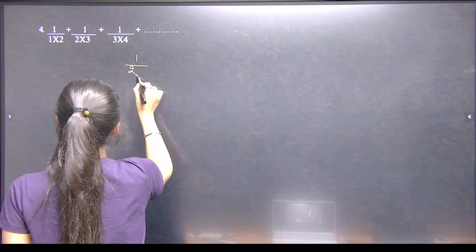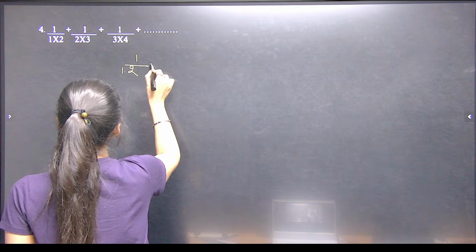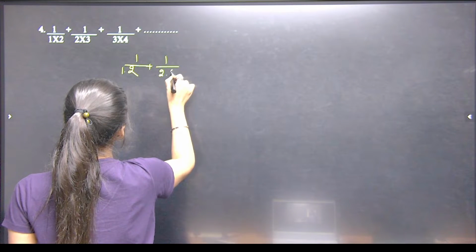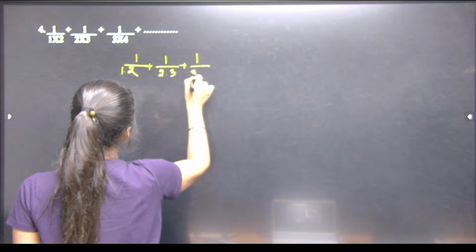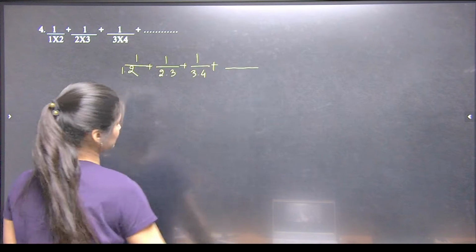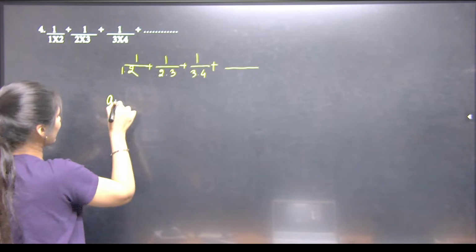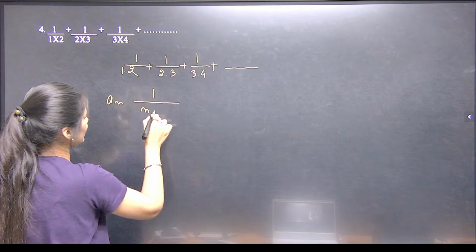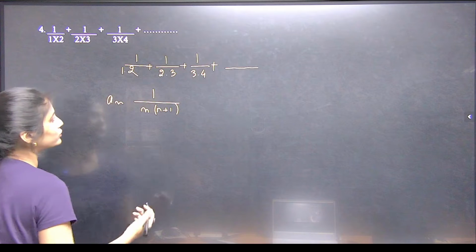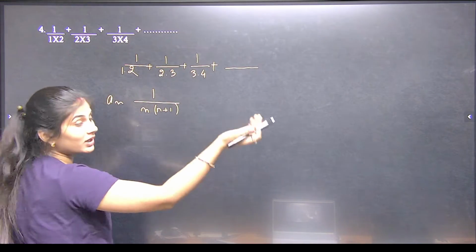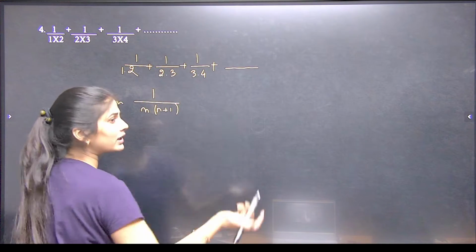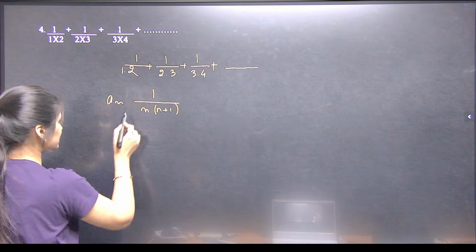So it is 1 by 1 into 2 plus 1 by 2 into 3 plus 1 by 3 into 4, and it goes on like this. Okay, this is the question. Now see, we can write that the nth term is 1 by n into n plus 1. If you go through the nth term, 1, 2, 3 will give n, and 2, 3, 4 will give n plus 1, as we have discussed earlier.